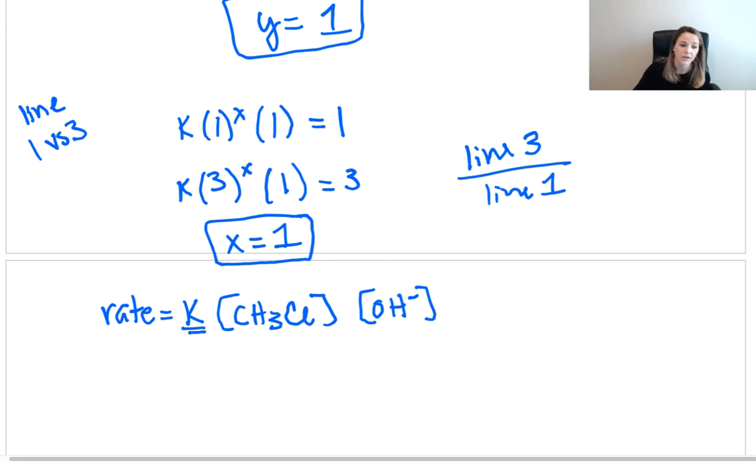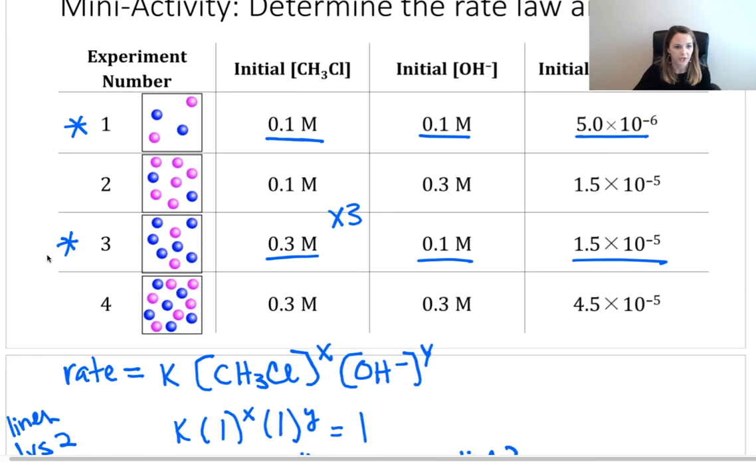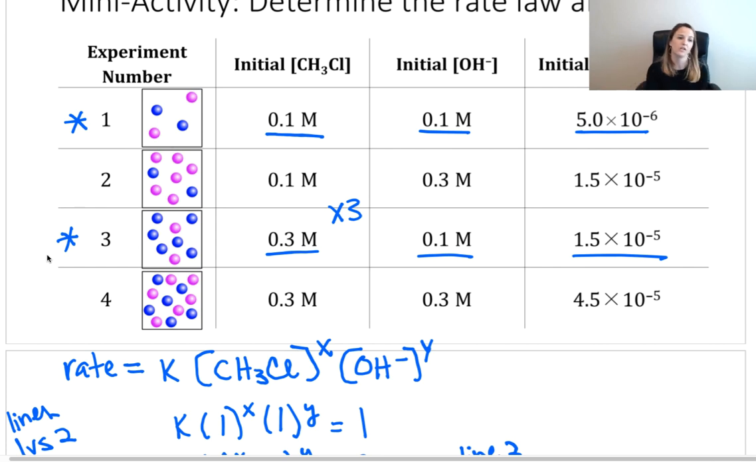Alright, so now what we're going to do, since we know our orders with respect to both of our reactants, we're going to go back up to our data, all the way back up here, and you can pick any one of these experiments to plug it into your equation to solve for k.